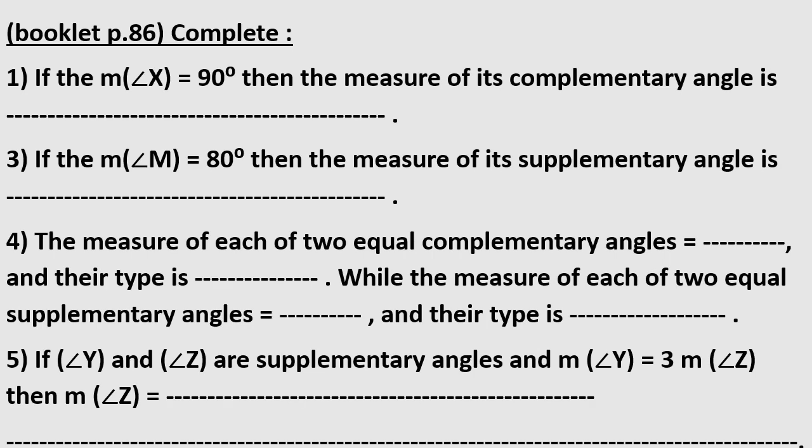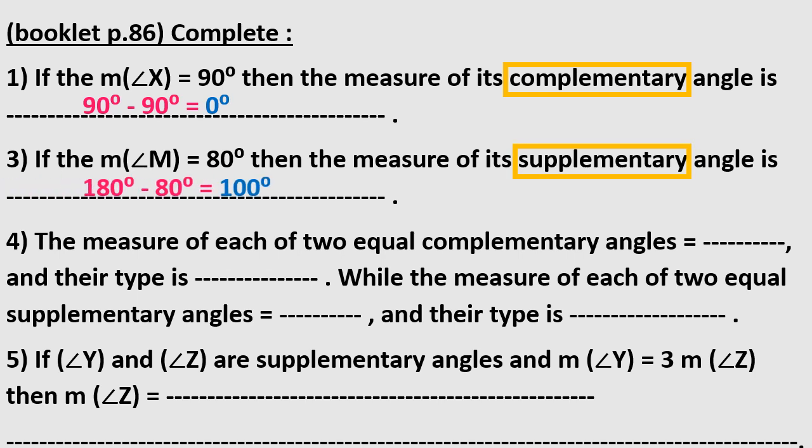From your booklet, page 86, complete. If the measure of angle X equal 90, then the measure of its complementary angle is, complementary means 90, so it will be 0 angle, 0 degree. Number 3, if measure of angle M equal 80, then the measure of its supplementary angle is, supplementary means 180, and the angle will be 100.